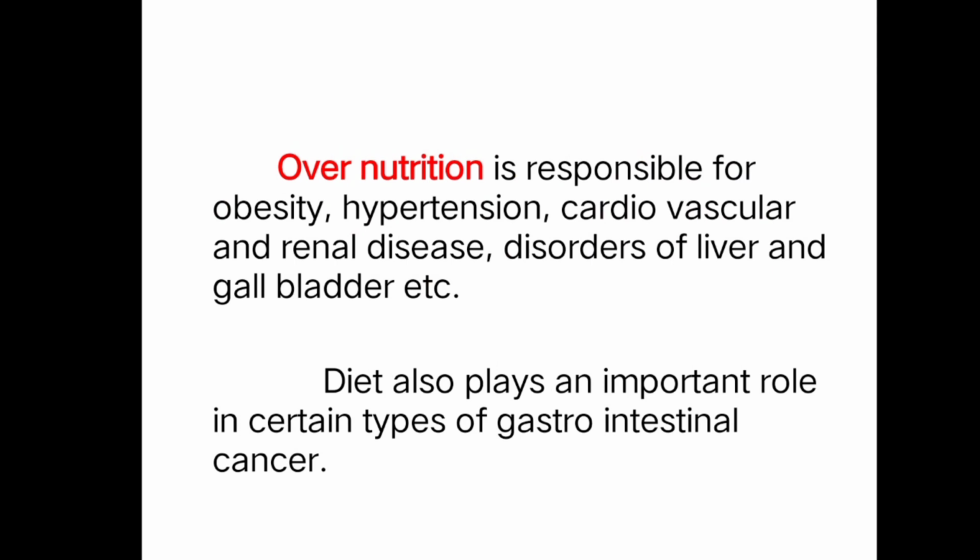Next is overnutrition, which we will also see. It is responsible for obesity, hypertension, cardiovascular and renal diseases and disorders of the liver and gallbladder. So from this it is very clear that, whether undernutrition or overnutrition, diet always plays an important role in certain types of gastrointestinal cancer also. We are coming across many cancers in many organs. So diet also plays a major role in the occurrence, or the incidence rate, of gastrointestinal cancer in an individual.